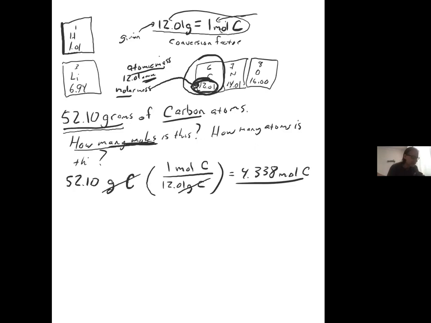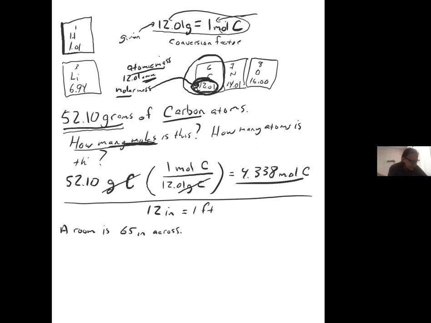That's what's interesting about these problems. It's just a simple conversion factor. It's not really that complicated. Here's an analogy. Suppose I said there's 12 inches equals 1 foot. And then I said, hey, I measure out a room. And the room is 65 inches across. How many feet is that?